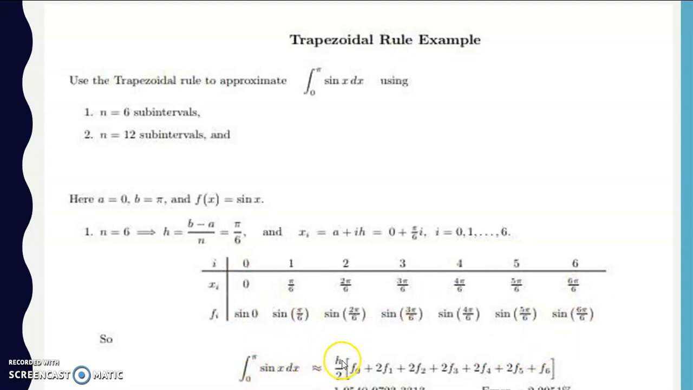Now, after preparing this table, we have to apply the trapezoidal rule. So the trapezoidal rule is h upon 2 into first value plus last value plus 2 into addition of remaining values. So after doing this calculation, we get the answer as 1.9548.